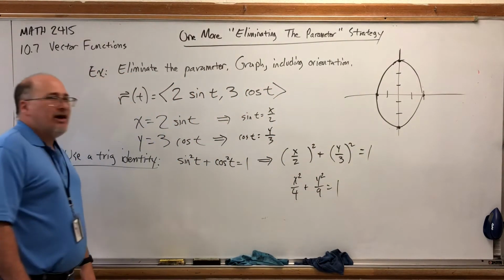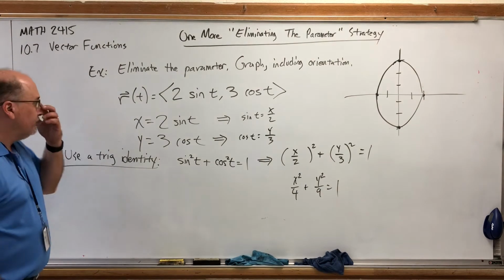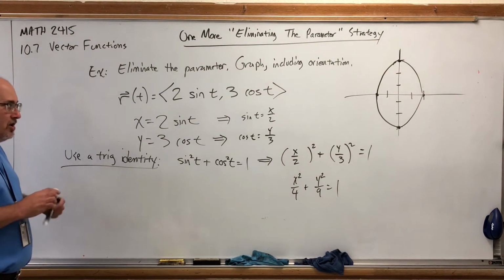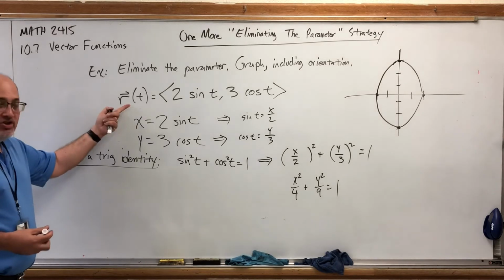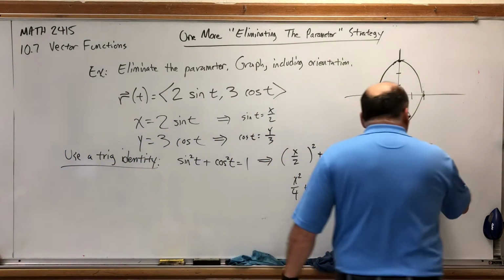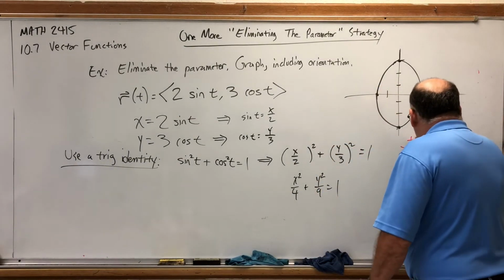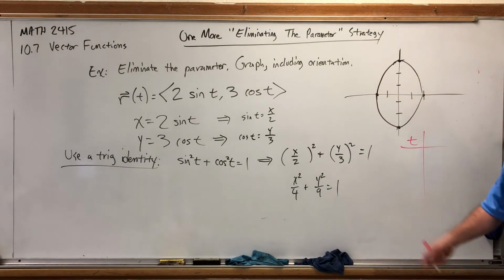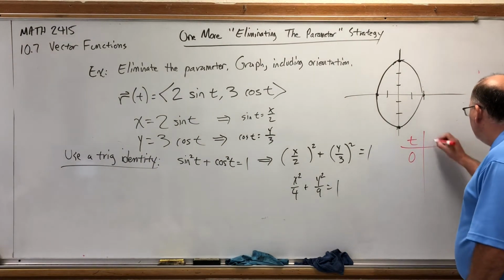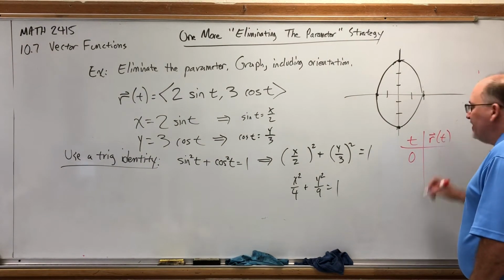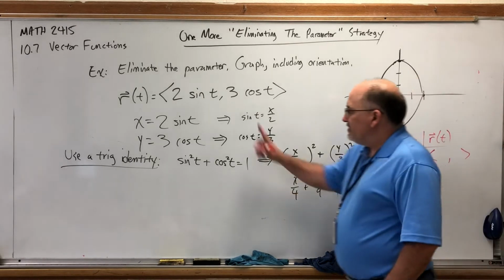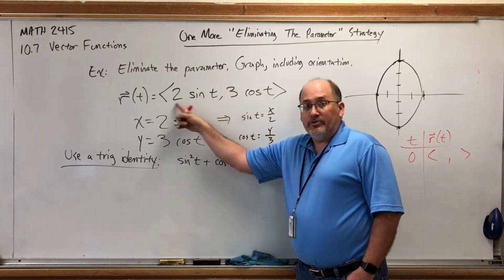The only thing we're missing, however, is the orientation. To find the orientation, we do need to locate some points according to the time at which they occur. In other words, we need to make a partial table, make a conjecture about the orientation, and then verify it with some further evidence. Let's just put in t equals 0 and see what happens when we put that into our vector function. And we'll just talk it out. Sine of 0 is 0. 2 times 0 is 0.